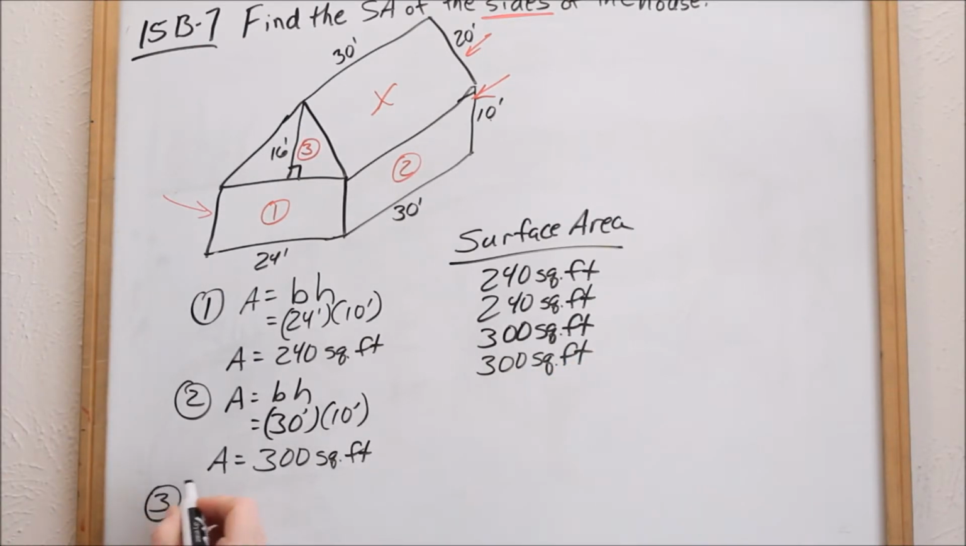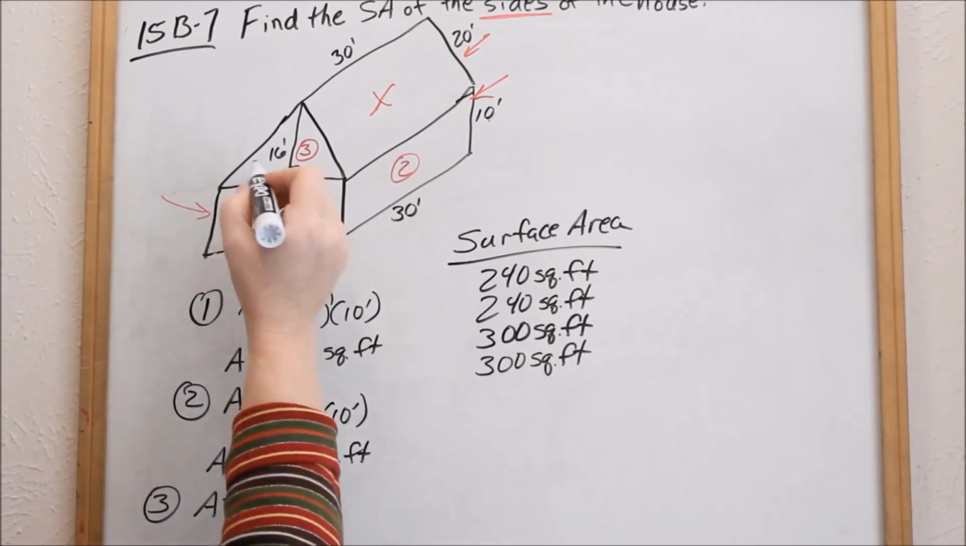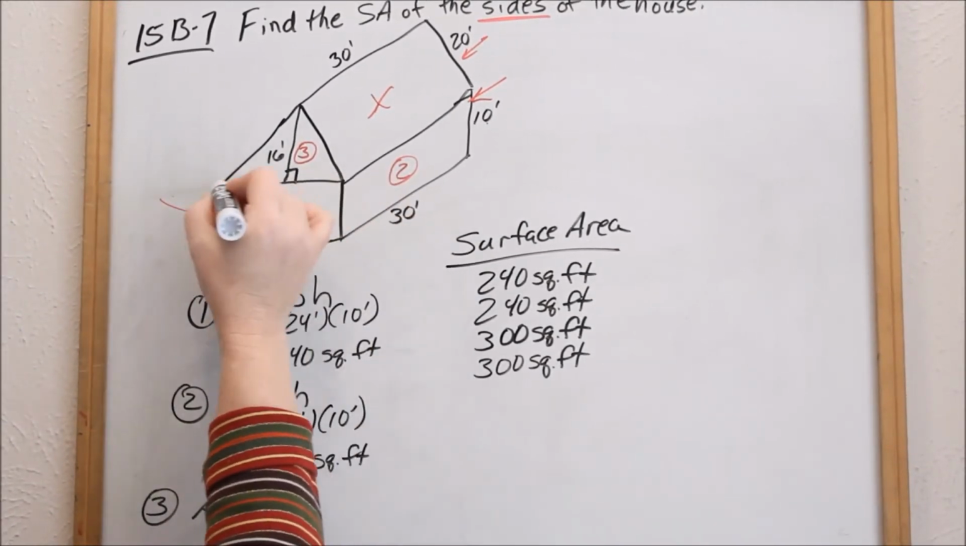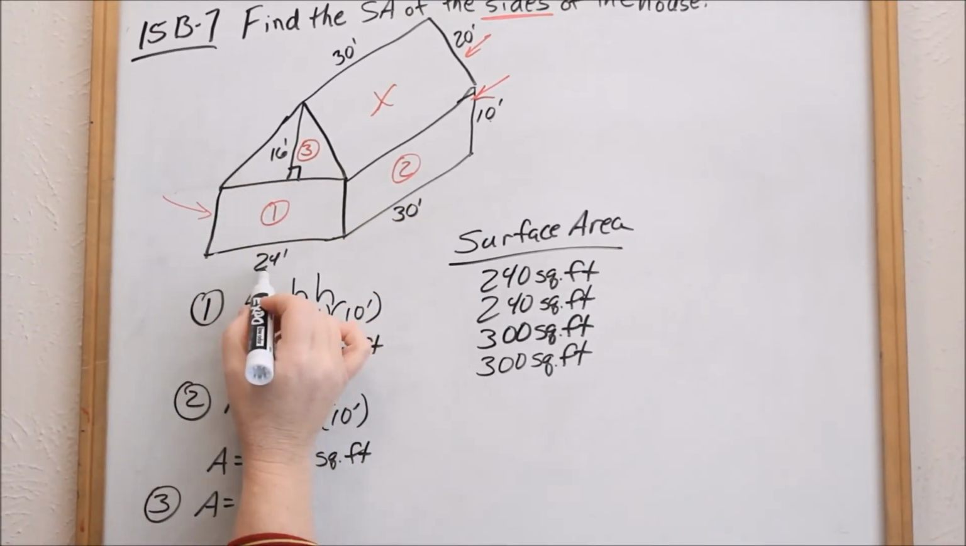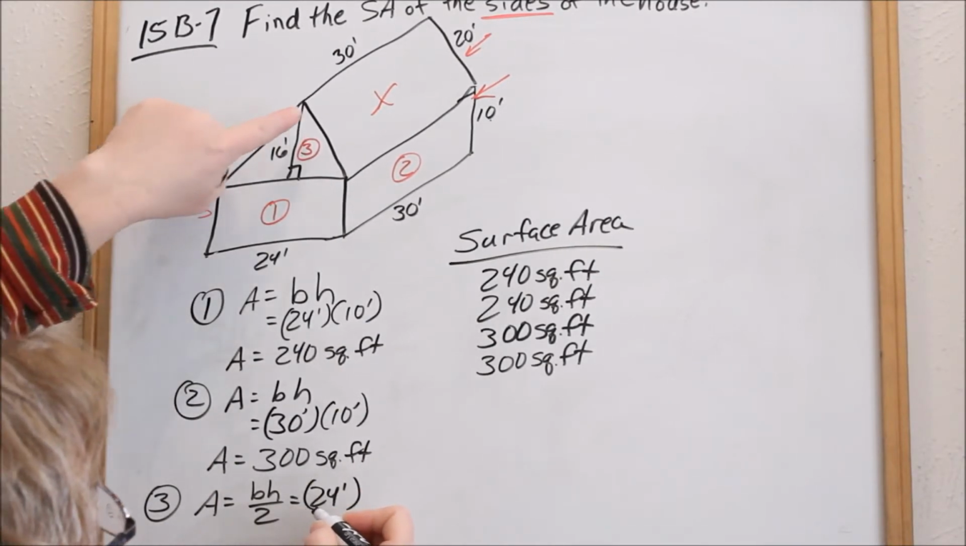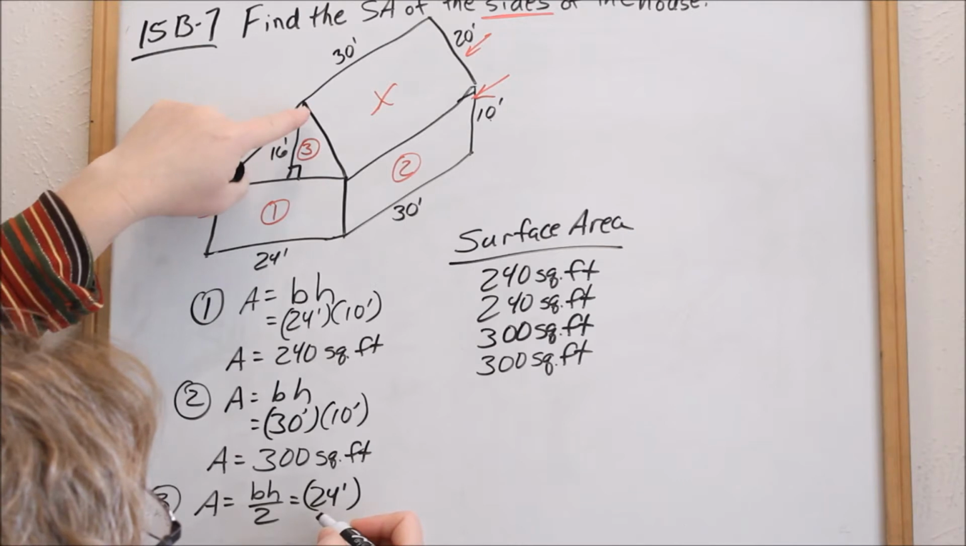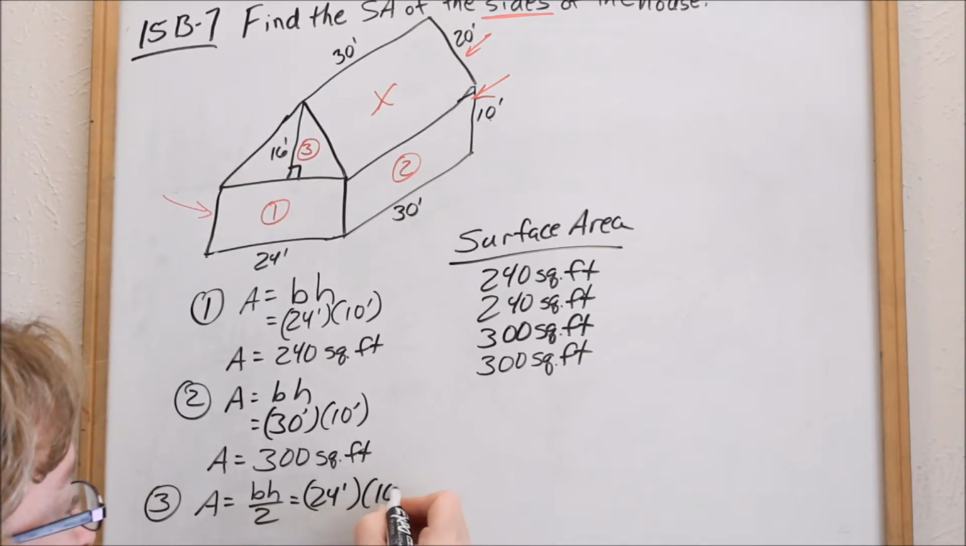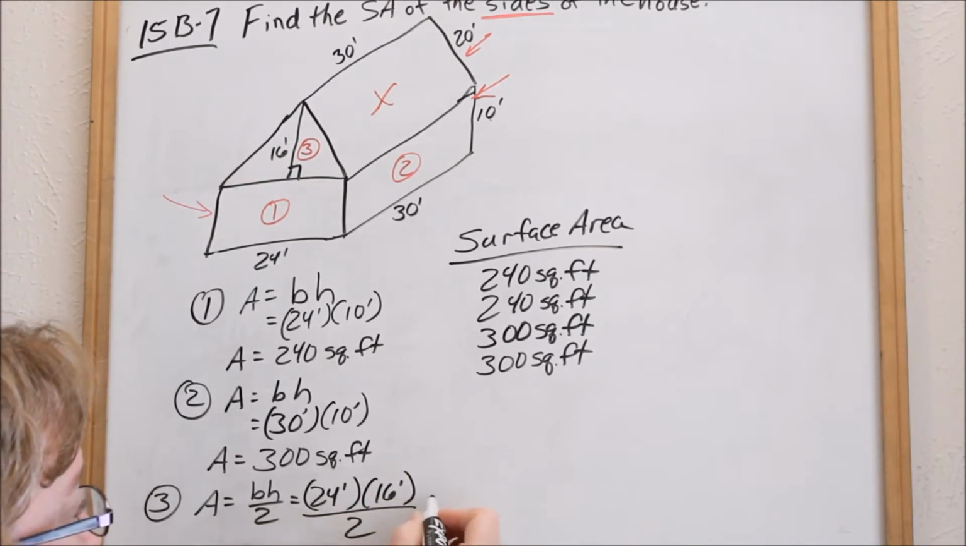Now let's do the triangle part of the house. The formula for area of a triangle is base times height divided by 2. Take your base of the triangle, that's this. Well, we know that is 24 feet. So 24 feet, the height of your triangle, that is that 16 feet right there. Then divide that by 2.